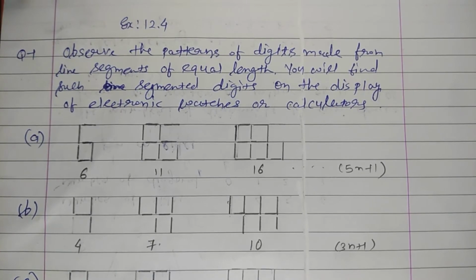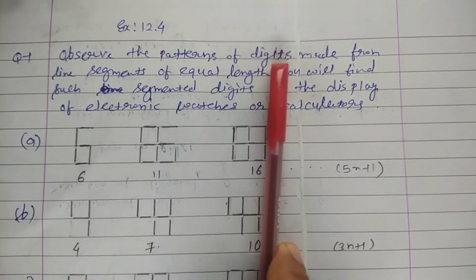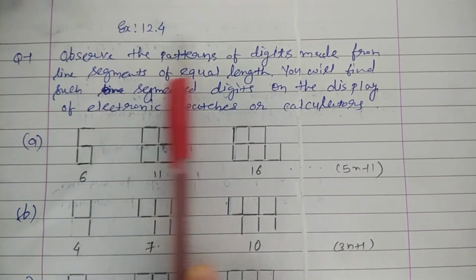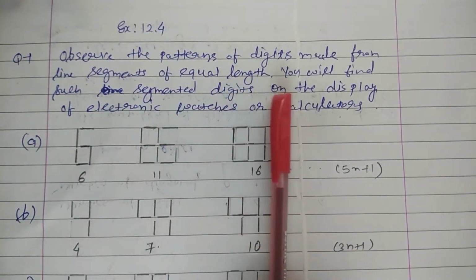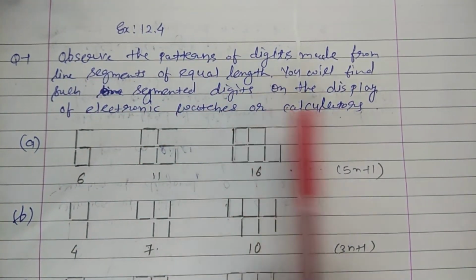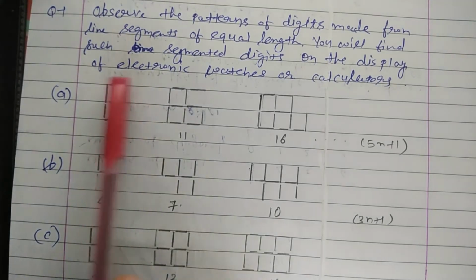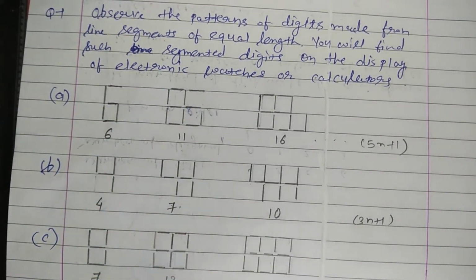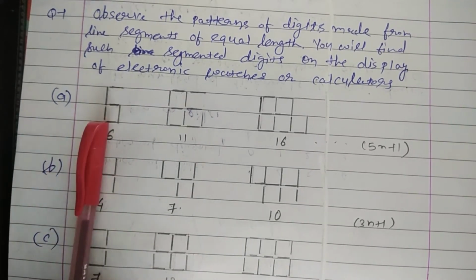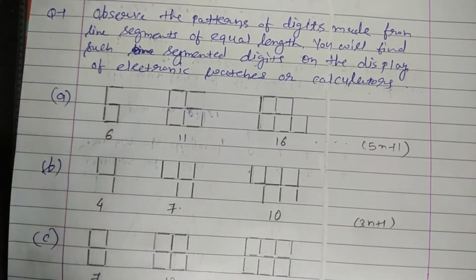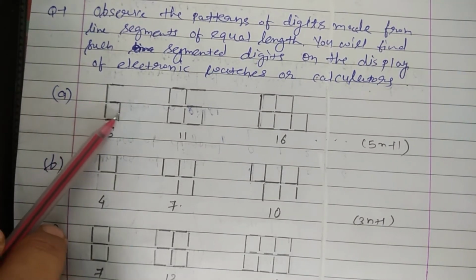Let us solve exercise 12.4. Question number 1. Observe the patterns of digits made from line segments of equal length. You will find such segmented digits on the display of electronic watches or calculators. Here, we have already discussed this kind of pattern for the letters P and H. Now here, this number 6 is formed using 6 equal line segments: 1, 2, 3, 4, 5, 6.